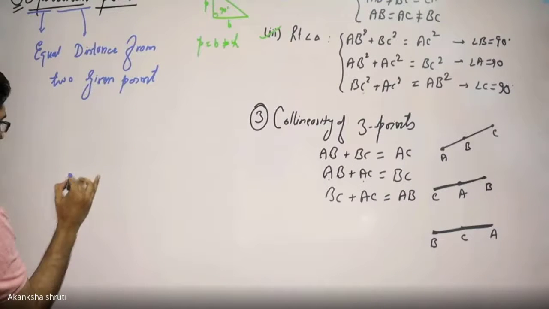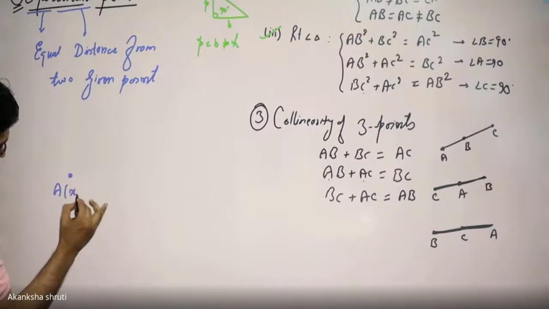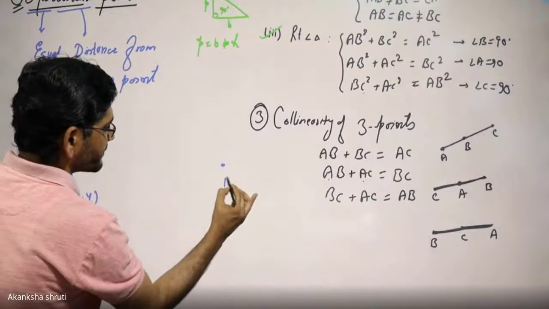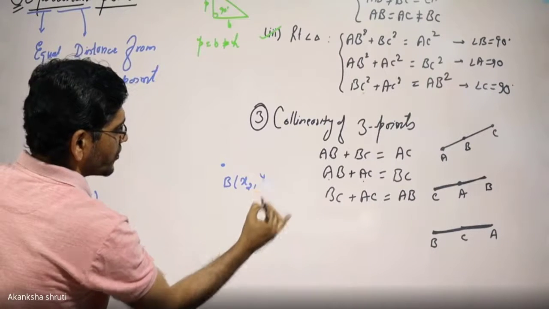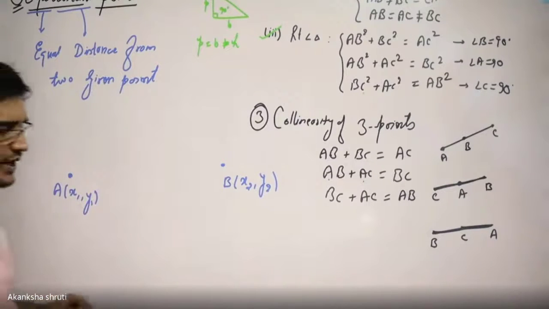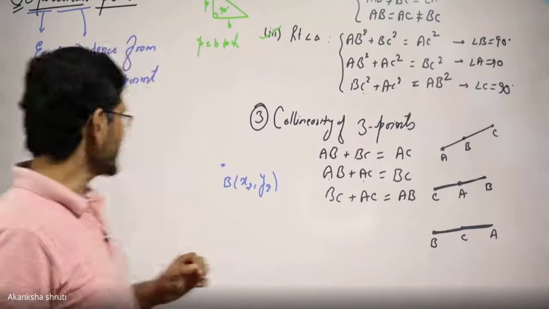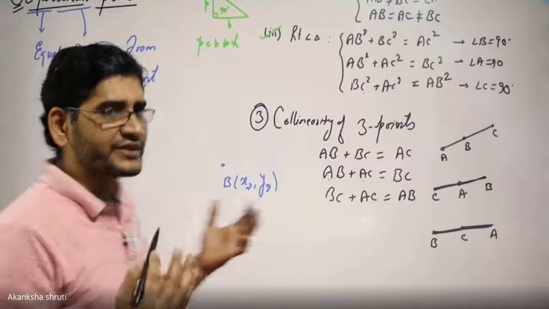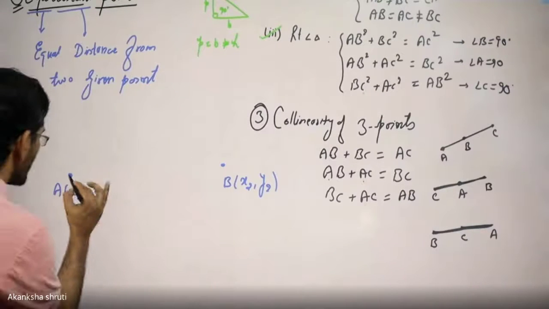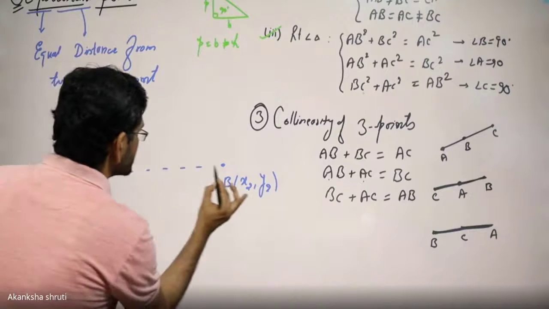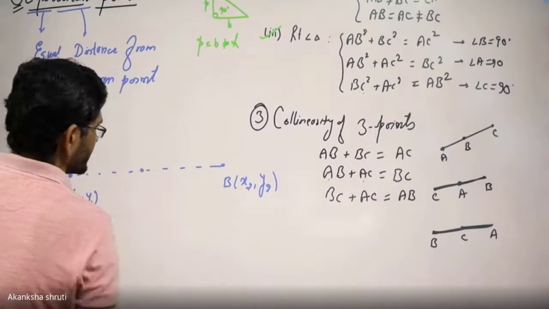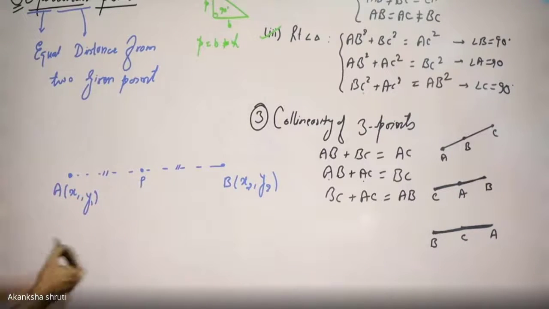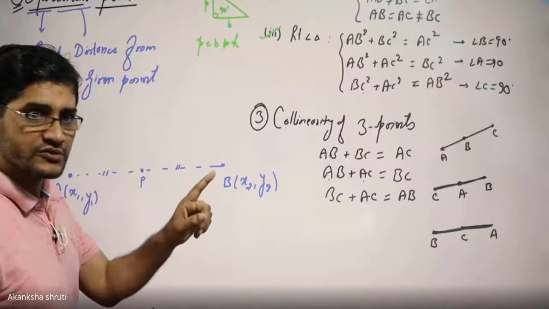Let us consider one point as A with coordinates x1, y1, and the other point as B with coordinates x2, y2, and we are interested in getting one point which is at equal distance from A and B. Students, most commonly students make the mistake of thinking that only the point just in the middle of this, consider this as P, is equidistant, if this is equal to this. Yes, this point P is also an equidistant point.